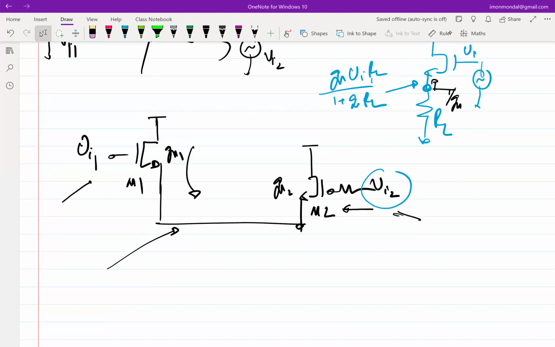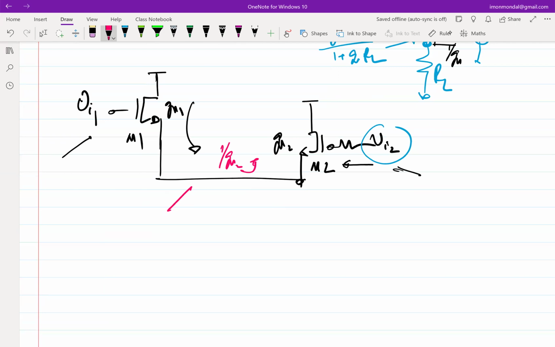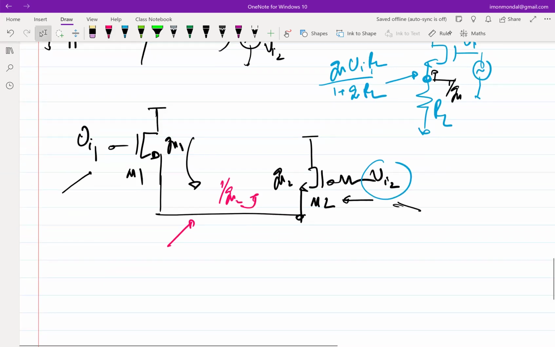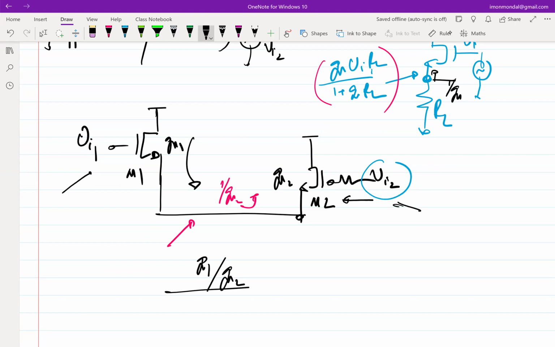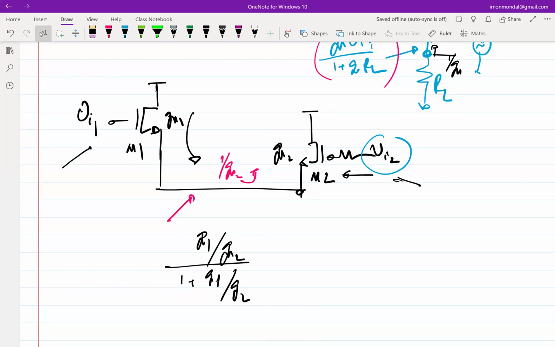The easiest way to go about doing this is to break it down into small impedances. So I can say that this impedance looking up, into the source of M2, is 1 over Gm2, right? So this voltage here, I'll basically use the same formula that I had here. That voltage will be Gm1 over Gm2 by 1 plus Gm1 by Gm2, when I have input Vi1. If I have Vi2, basically I'm using superposition, then I will have Gm2 over Gm1 by 1 plus Gm2 over Gm1.